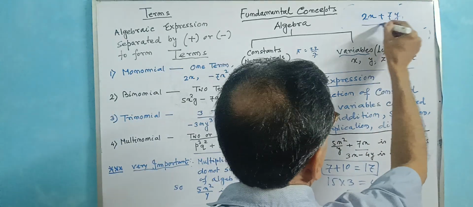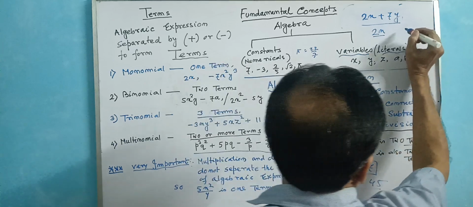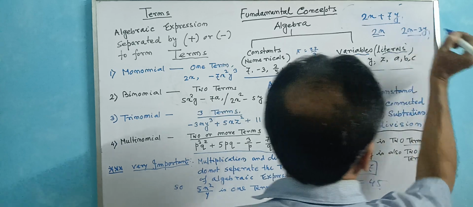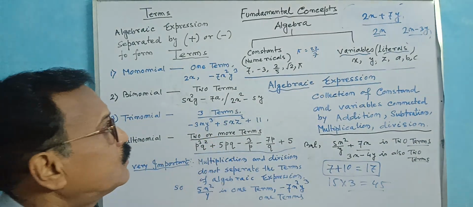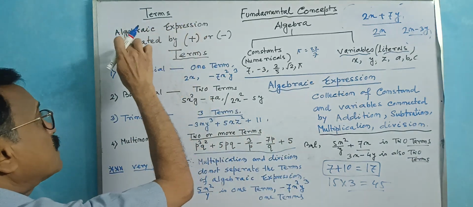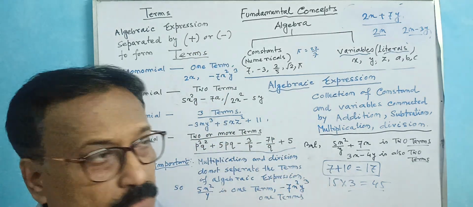So this is a term. 2x, this is a term. 2x minus 3y, this is a term. If there is multiply or division, that is called the monoterm. Okay. So algebraic expression separated by plus or minus, you develop a term.